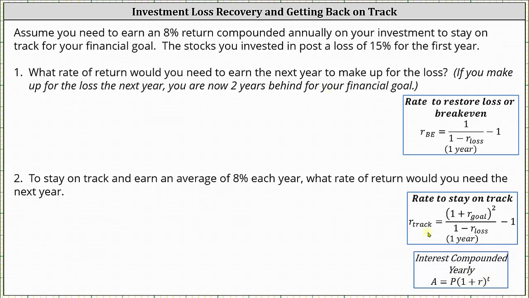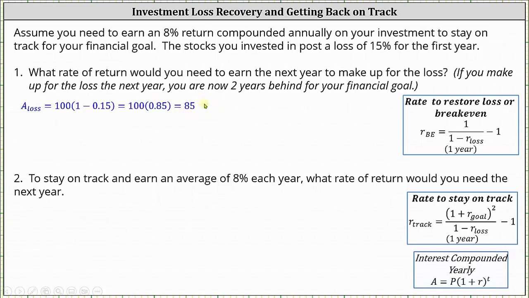To begin, we need to assume a starting amount or principal, and it doesn't matter which amount we choose, it is not going to affect the result. I'm going to let P, the principal, be equal to $100 just to simplify the calculations. The first step is to determine the account balance after the first year with a loss of 15%, which is A sub loss equals 100 times the quantity 1 minus 0.15 raised to the first power. Of course, we can leave off the first power, and also notice because of the loss, we're using R equals negative 0.15. This gives us $85 for the amount in the account after a loss of 15%.